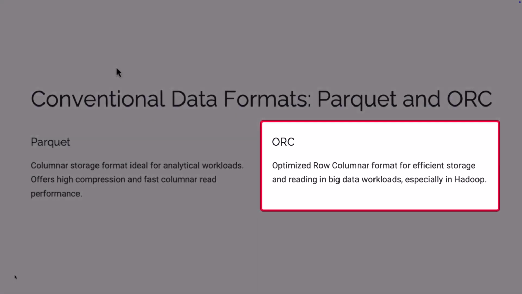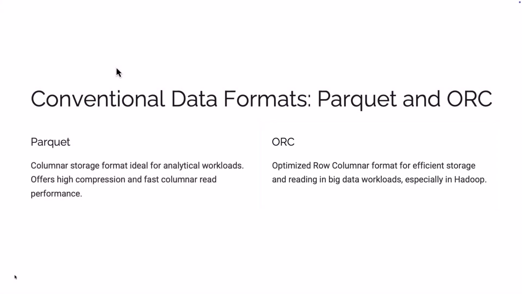Now, ORC stands for Optimized Row Columnar Format, and this is again very similar to Parquet in a sense. ORC also stores your data in columnar format. It also helps you read the data very fast, and it really works for big data workloads, especially for Hadoop. If you compare Parquet and ORC, they're very similar. But the drawbacks of both file formats are also very similar.